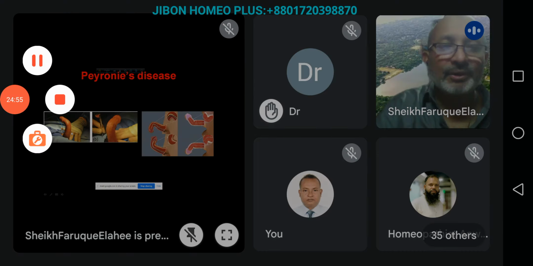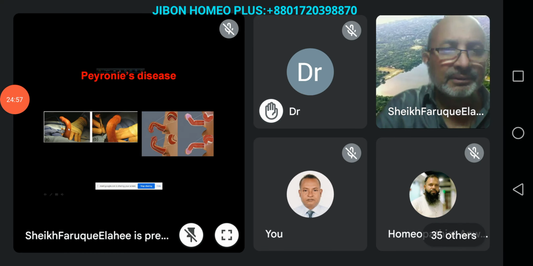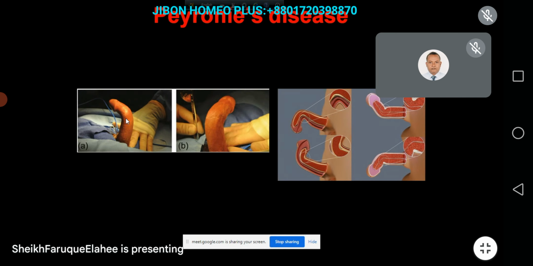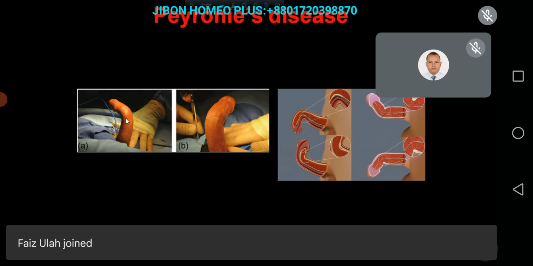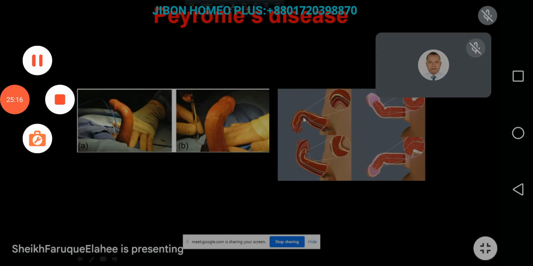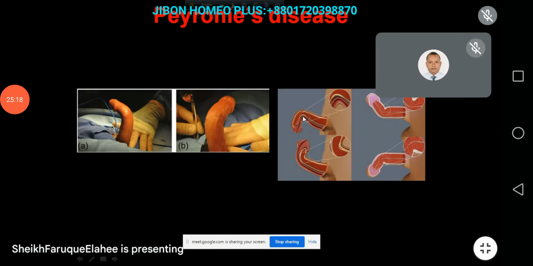So this is called Peyronie's disease. The penis is curved. This is Peyronie's disease because there is a nodule formed in the substance of the penis, which curves the penis like this. Now this guy, he cannot meet with his wife.